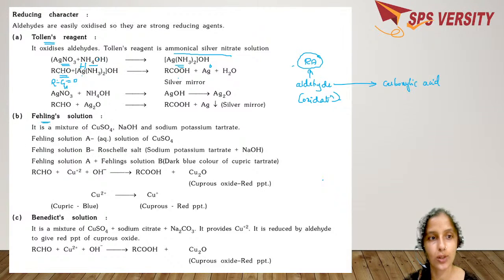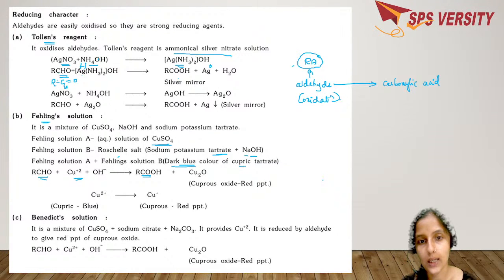Then we have the Fehling solution. In the Fehling solution, you have two types. One is Fehling solution A, the other one is Fehling solution B. Fehling solution A is an aqueous solution of copper sulfate, which is blue in color, and B is potassium tartrate and NaOH. If you mix both A and B solutions, you get a dark blue colored solution. If you treat aldehyde, the aldehyde gets converted into carboxylic acid, where the cupric, that is the Cu2+ oxidation state, gets converted to cuprous salt, that's +1.